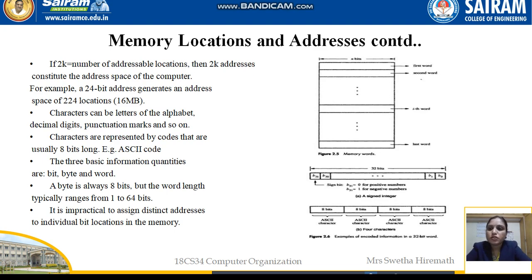Okay, if 2 to the power of k equals the addressable locations, then 2 to the power of k addresses constitute the address space of a computer. For example, a 24-bit address generates an address space of 2 to the power of 24 locations.